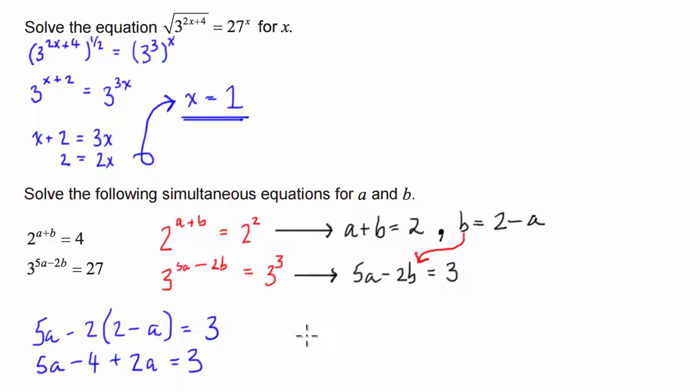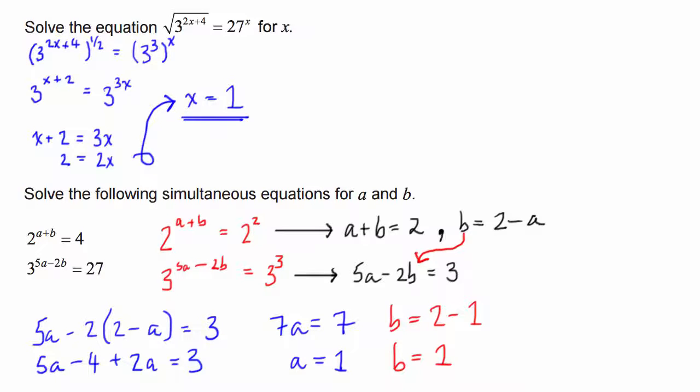So I'm going to plus 4 to the other side, and I'm going to combine my a's together. So if I combine them, it's going to be 7a equals 3 plus 4, which is 7. So therefore a is equal to 1. Now if I substitute a into the equation, I can find b. Well, b is equal to 2 minus a, which is 1. So b is also equal to 1.